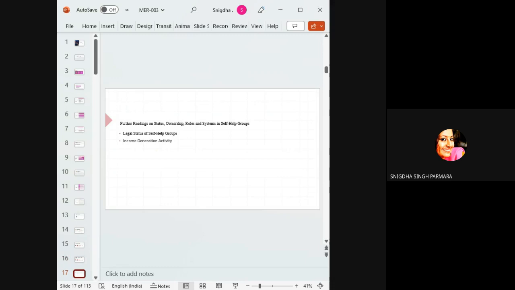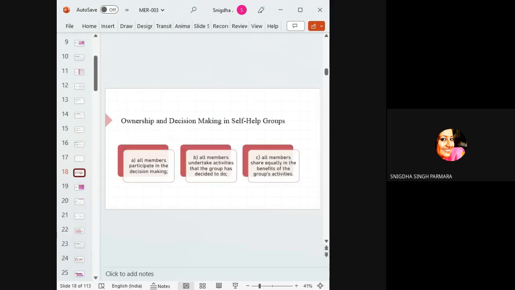So next is the ownership and decision making in self-help groups. To first understand what exactly is a self-help group. A self-help group is a group consisting of certain members who wish to help each other. By helping each other, they are going to help themselves. So that is the philosophy behind the existence of self-help groups.